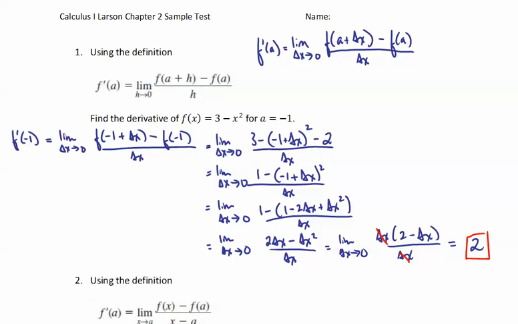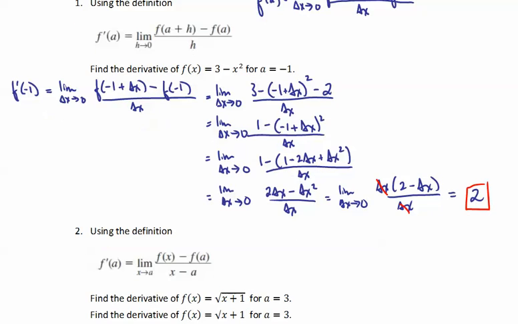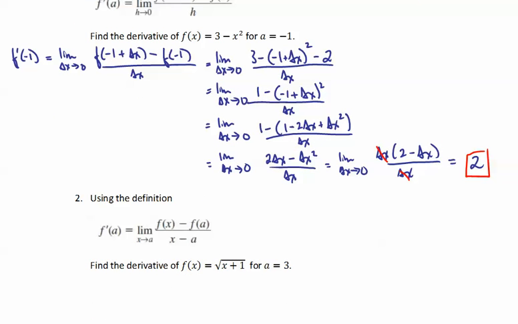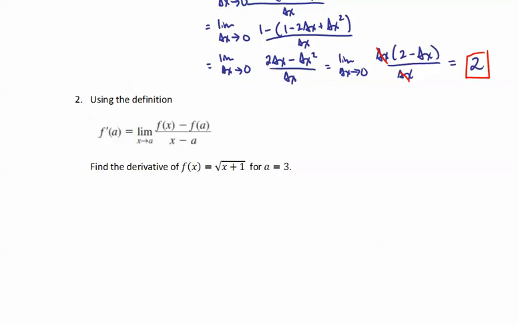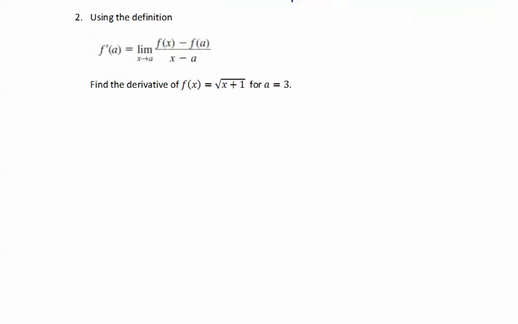Now then we'll scroll down and look at the next problem. Here we have the alternative form of the limit definition of the derivative, and we want to use this definition. f prime of a is equal to the limit as x approaches a of f of x minus f of a over x minus a. We want to use that to find the derivative of f of x is equal to square root of x plus 1 for a equals 3. So we're looking for f prime of 3.